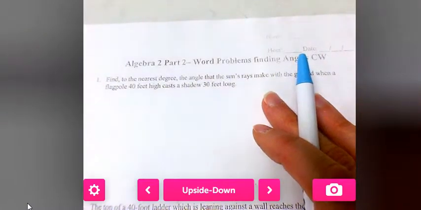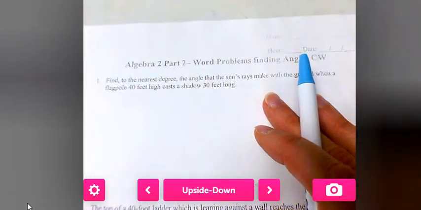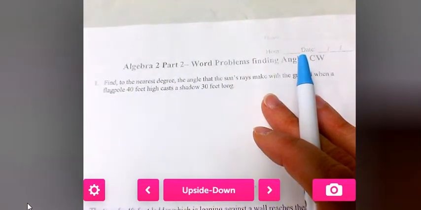Ladies and gentlemen, before break, we did a bunch of stuff with inverses. We are now going to do some stuff with inverse word problems. Remember those inverses? You're going to use those negatives at the top.